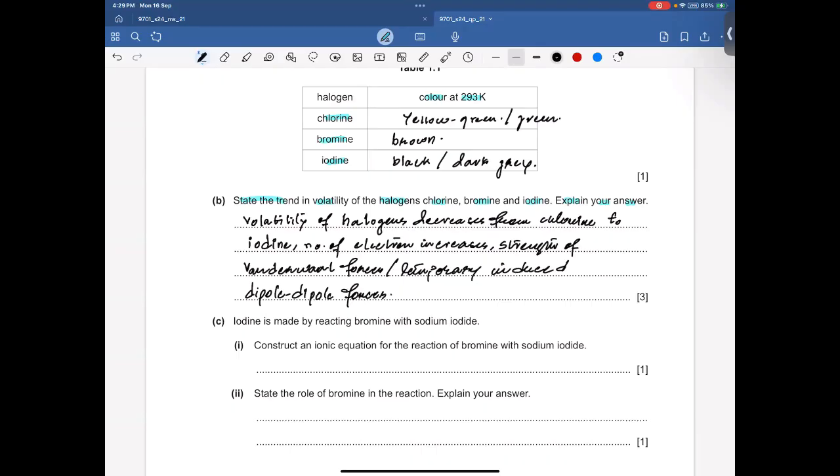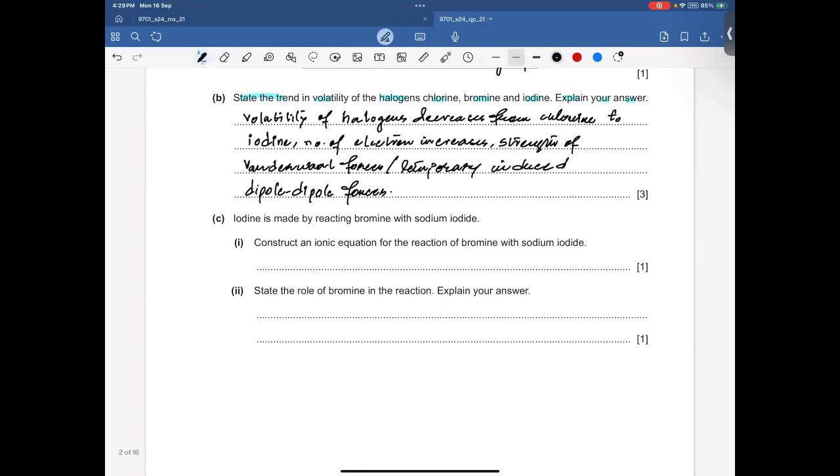All right. So, as the number of electrons increases, the strength of van der Waals forces or temporary induced dipole-dipole forces increases, and therefore volatility decreases. In the next part, in part C, iodine is made by reacting bromine with sodium iodide. Construct an ionic equation for the reaction of bromine with sodium iodide. By the way, we have done this equation in class, and it's also called a displacement reaction because bromine is more reactive than iodide, so it can displace iodide in the form of iodine. So it's basically a displacement reaction.